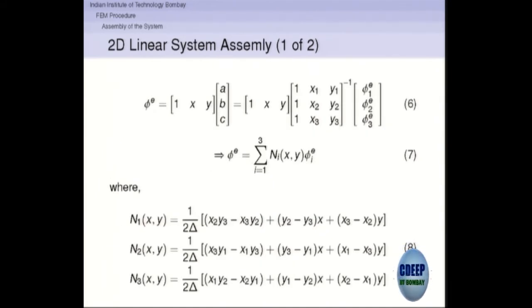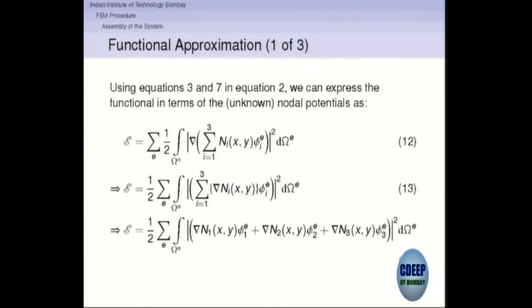Phi E is the summation of Ni phi i over the element, that is N1 phi 1 plus N2 phi 2 plus N3 phi 3, right. That is substituted there, and then you expand this. Mod A square is A dot A, is it not? A dot A is mod A square. Do you all agree? Yeah. So then you are using that.